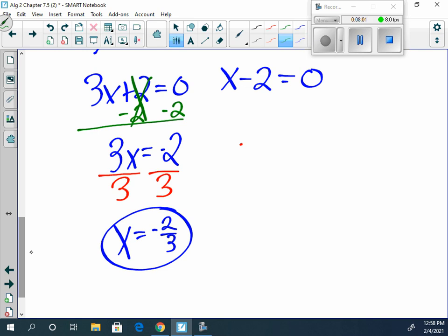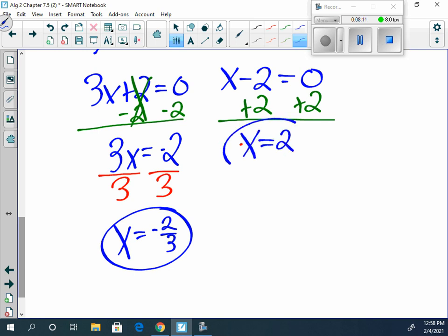Now the other solution is going to be over here. We're going to add 2 to both sides. And when we add 2 to both sides, we get x is equal to 2. So any questions on this here?